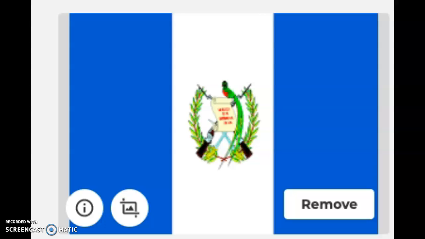Alright, our next picture is of Guatemala. Remember, you know it's Guatemala because if you look at this and turn it sideways, it looks like the letter G. This is the top, it goes across, and then this would be a line down. G, Guatemala with the G in the middle.